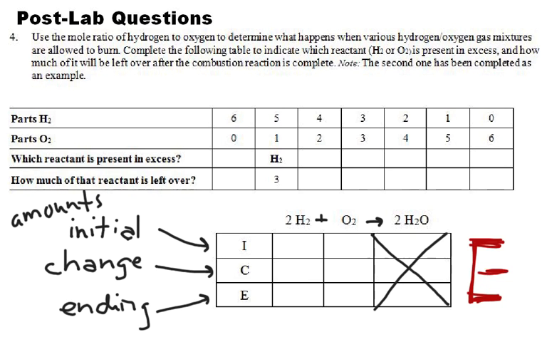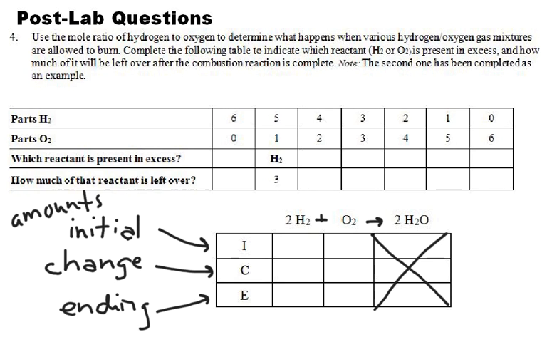Let me erase this green, the red part. Now, up in the reaction, we're worried about the amount of hydrogen and the amount of oxygen. We really don't care about the water, so that's why we just X that out, because it's not part of our question.